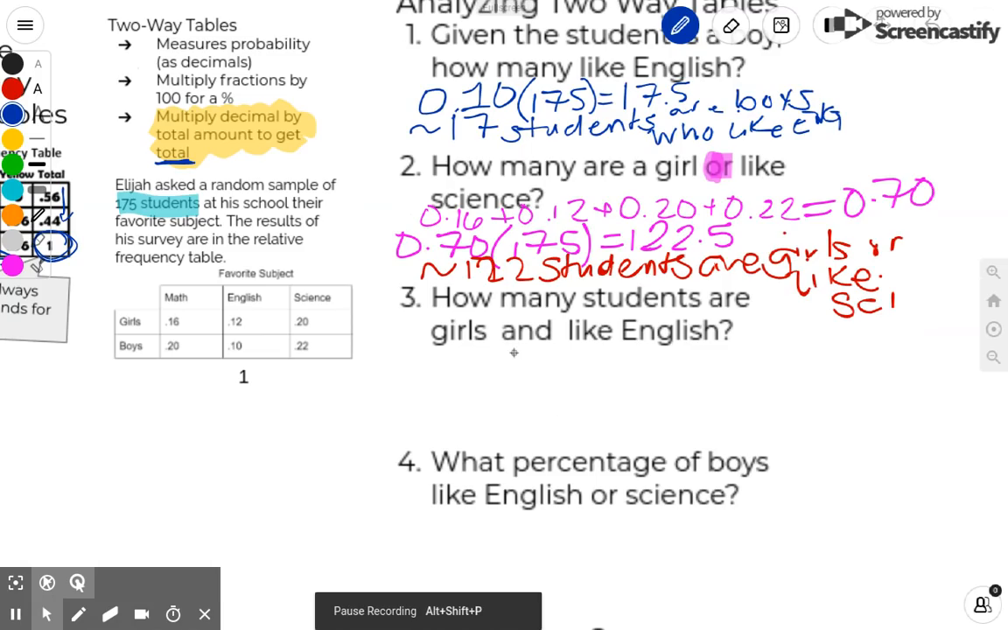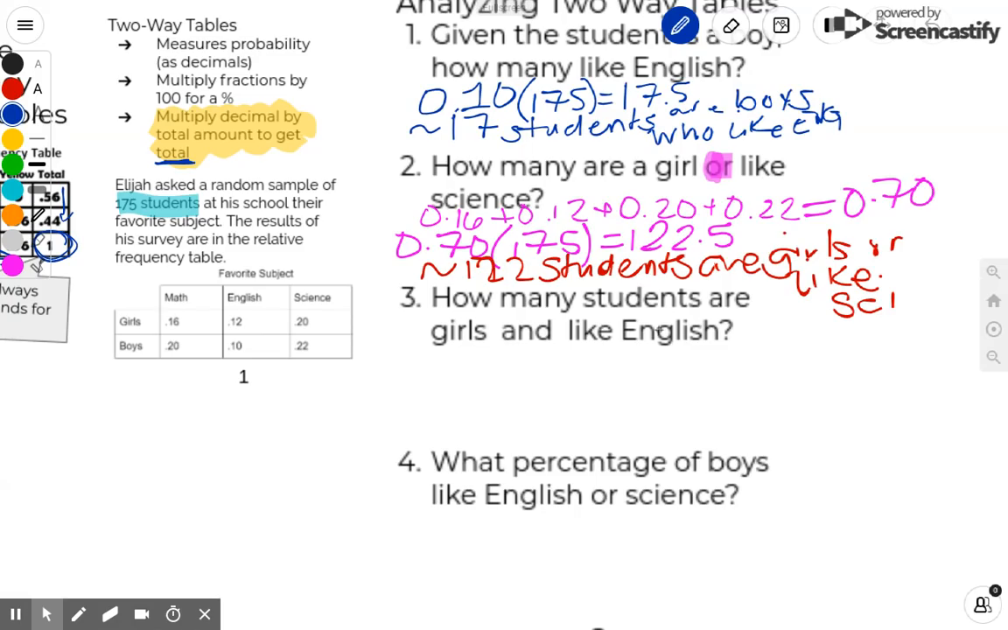So the next question we have is how many students are girls and like English? So this one is different because they have to do both of these things. They have to be a girl and they have to like English. So my girls are right here and my English are right here, but only these people are girls who like English, or girls and like English.